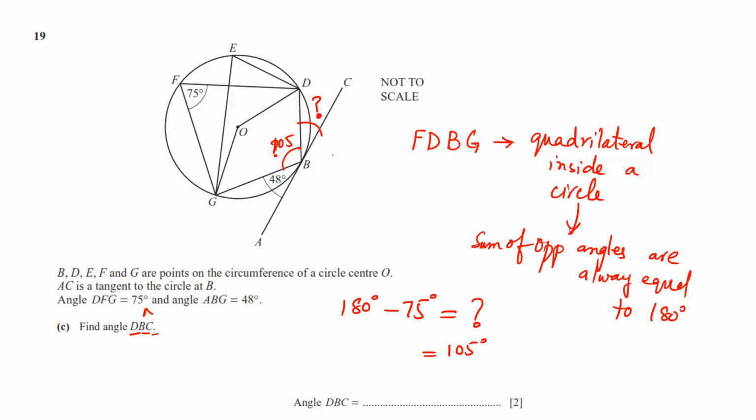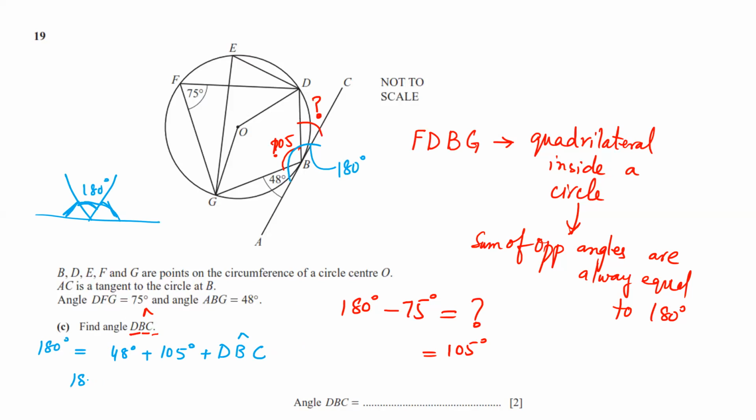The sum of all these angles in blue will be equal to 180 degrees, because on a line the sum of all the angles, for example subtended by this angle plus this angle plus this angle, will all be equal to 180. So we have 48 degrees plus we have found out 105 plus the angle DBC, and the sum is equal to 180. So 180 minus 48 minus 105, and this is equal to 27 degrees. My answer for this will be 27 degrees, angle DBC.